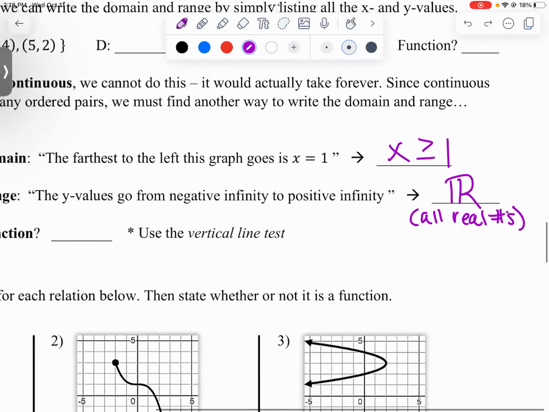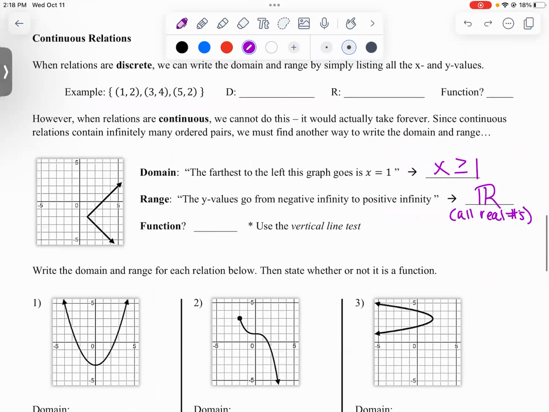Okay. Is this a function? No, it fails the vertical line test. All right, we're going to get really good at this. Are you ready?